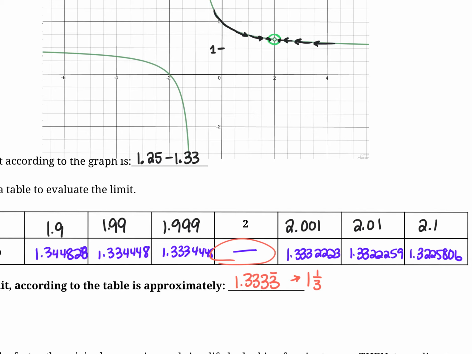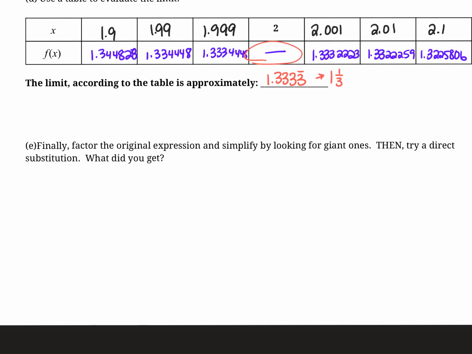Okay, now the last thing we want to do is talk about how we can find out what the limit is precisely. And that's when we did this using an algebraic approach. And to do so, we had to factor the original function. So we're looking at the limit as x approaches 2 of x squared minus 4 over x squared minus x minus 2. And what we said is we should be able to factor that, right?